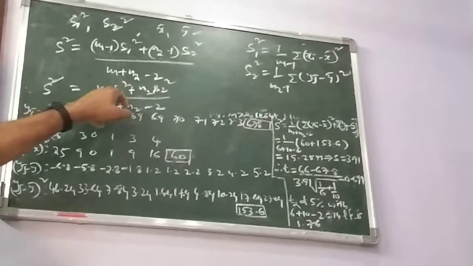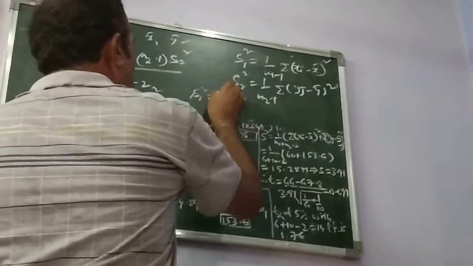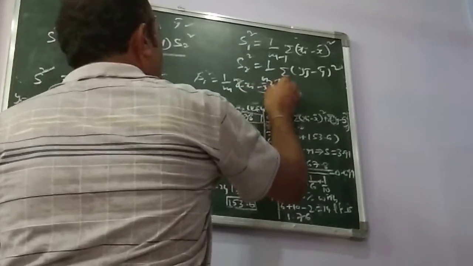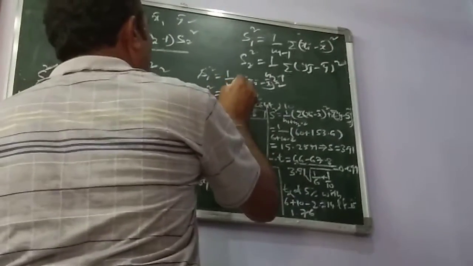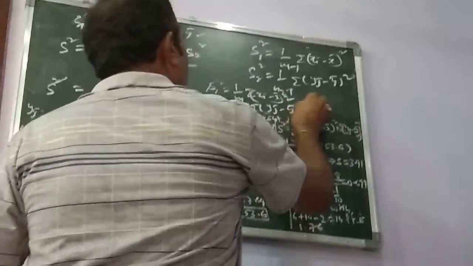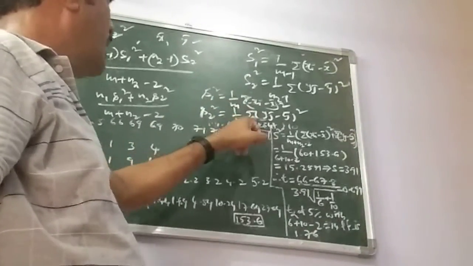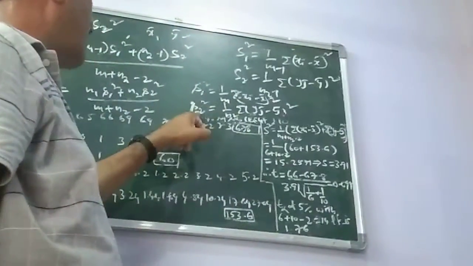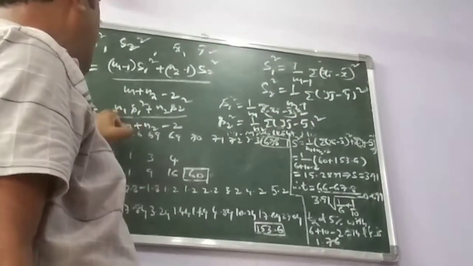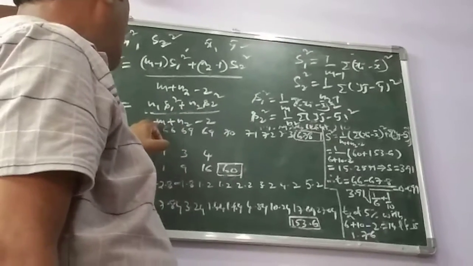In such a case, what is the formula? Small s1 square equals 1 by n1 summation of xi minus x bar whole square. Small s2 square is equal to 1 by n2 times summation of yj minus y bar whole square. So summation of xi minus x bar whole square equals n1 times s1 square, and summation of yj minus y bar whole square equals n2 times s2 square. Then the simplification is n1 small s1 square plus n2 small s2 square, by n1 plus n2 minus 2.